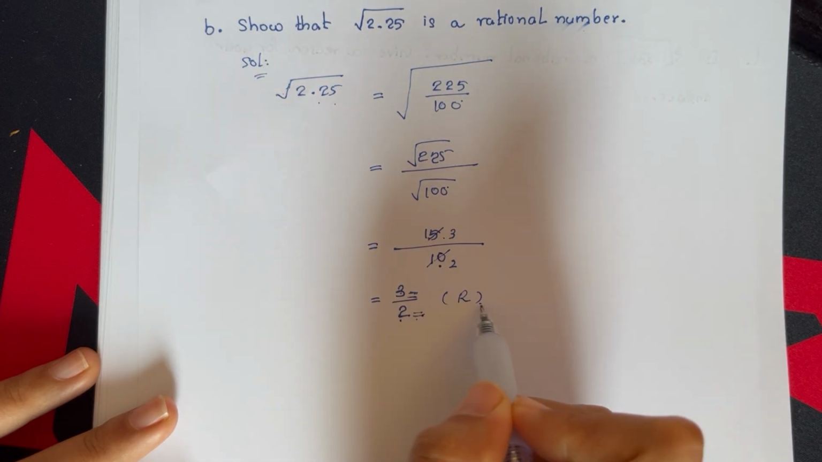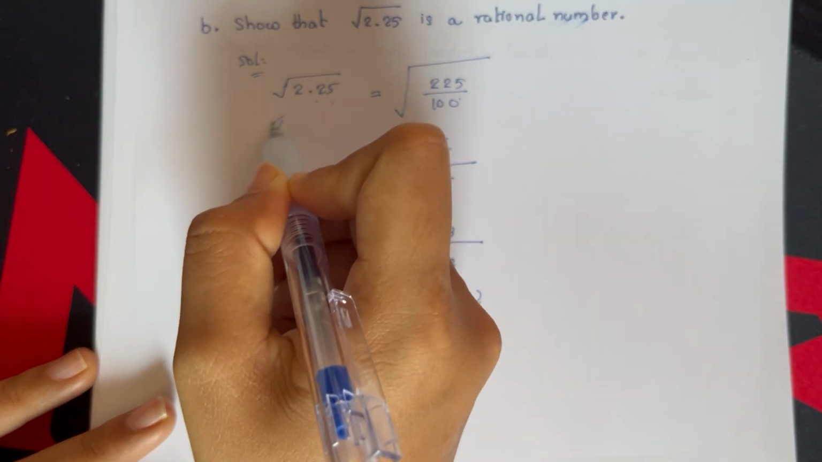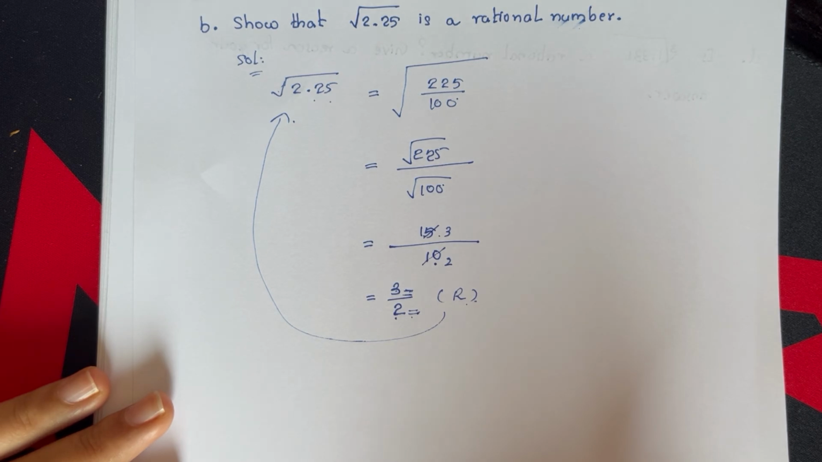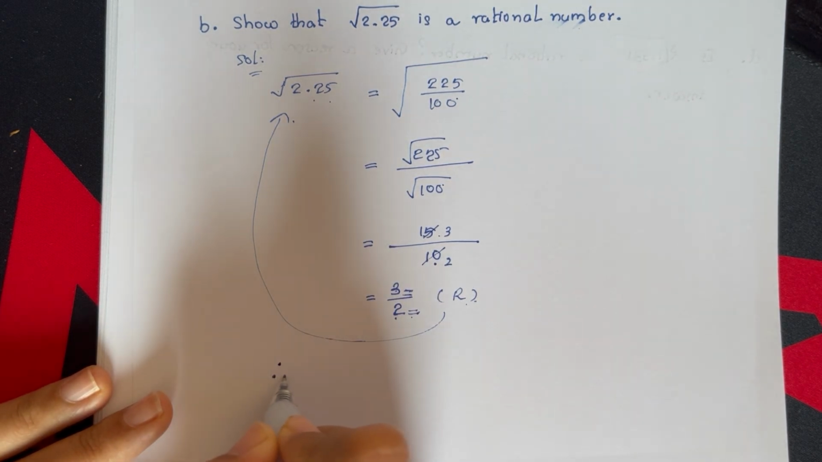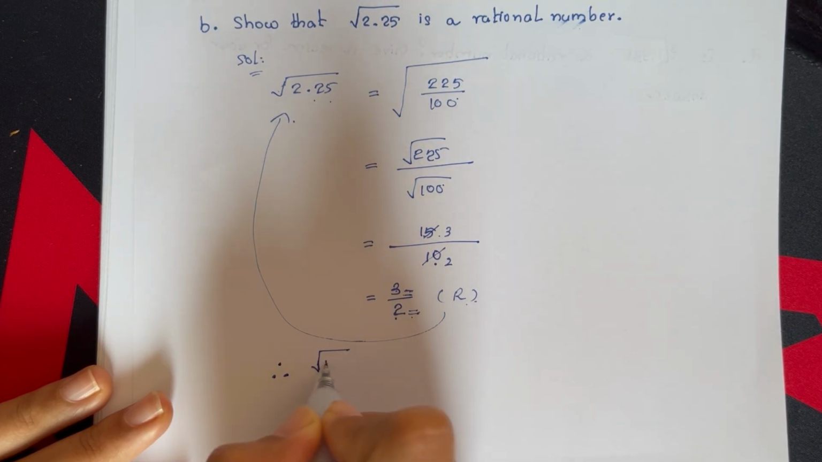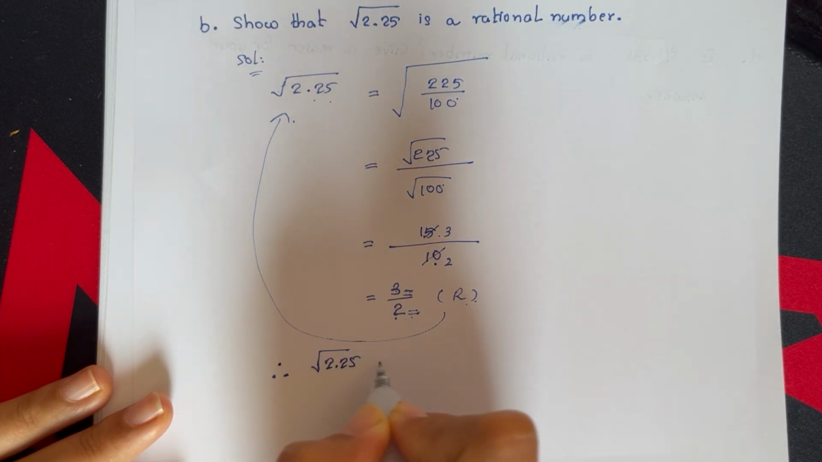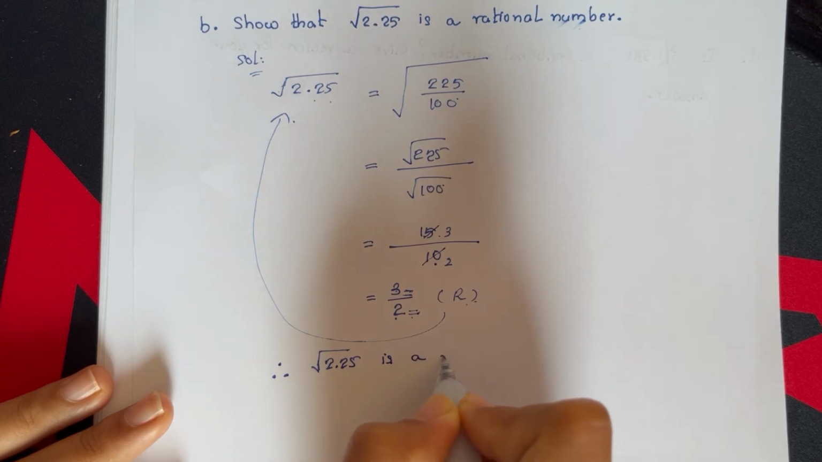So that's why square root of 2.25 is also a rational number. So that's why 2.25 is a rational number.